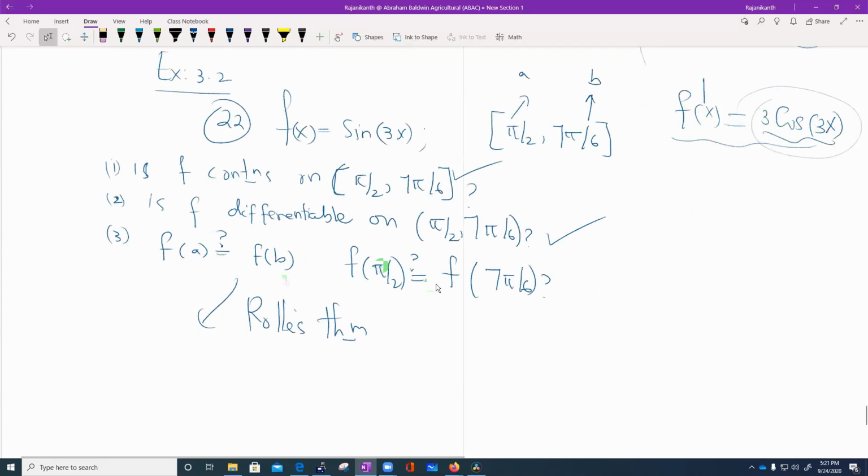The only thing is you have to check the endpoints now. Could you check f of pi over 2? Ask yourself, is it equal to f of 7 pi over 6? So we will check that, right? Remember my function f of x is the given original function, sine 3x. So I'm going to check my left-hand point function value, which is simply plugging pi over 2 in here, which is sine 3 pi over 2. What is sine 3 pi over 2?